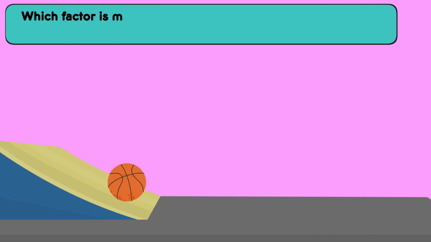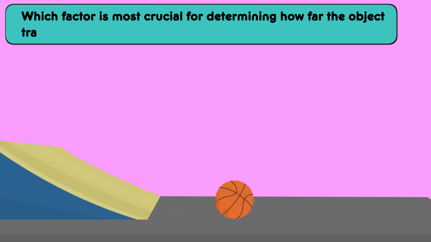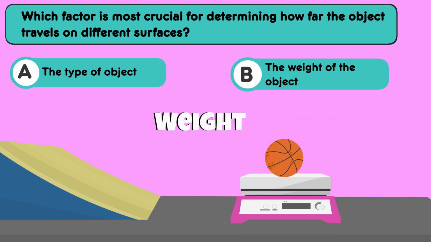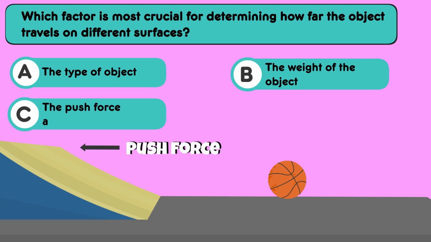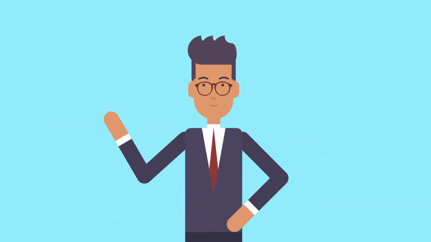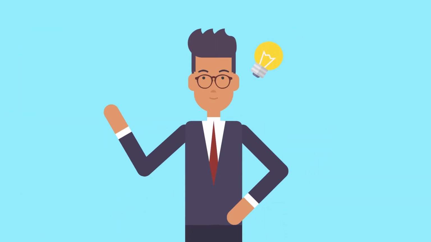Now let's evaluate our understanding with a key question. Which factor is most crucial for determining how far an object travels when a force is applied? A. The type of object. B. The weight of the object. C. The push force applied. Or D. The surface texture. The following are guiding questions for our answer choices.